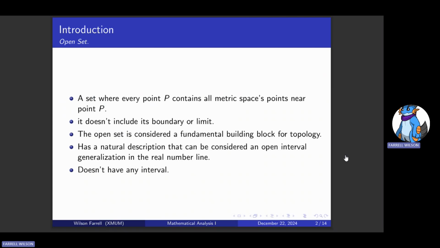That means the open set can be considered a fundamental building block for the topology, and it also has a natural description as a generalization of the open interval in the line of the real numbers. And also, the open set doesn't have any interval at all.